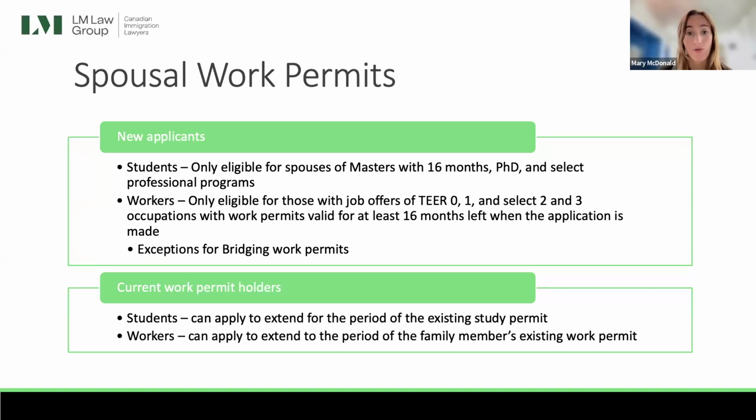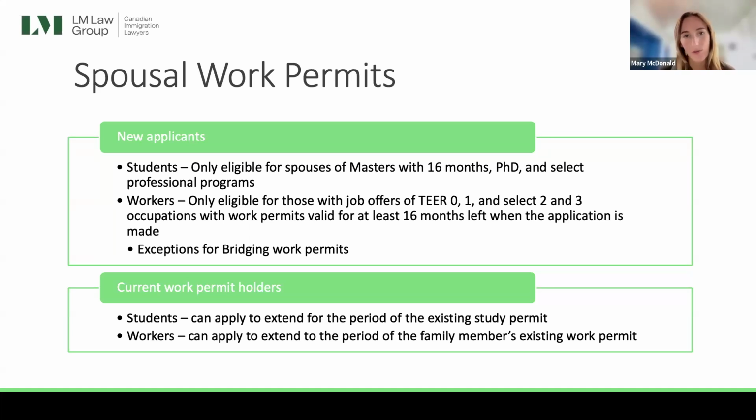For workers, for those of you who might be transitioning to a postgrad work permit in the coming months and you have your spouse here, your spouse can only get a work permit if you have a job offer in a tier 0 or 1 or in selected tier 2 or 3 occupations. And your work permit needs to be valid for at least 16 months when the application is submitted. There is an exception for people applying for what's called a bridging open work permit, where if you're transitioning to permanent residence, then you may still be able to have your spouse get a work permit there too.